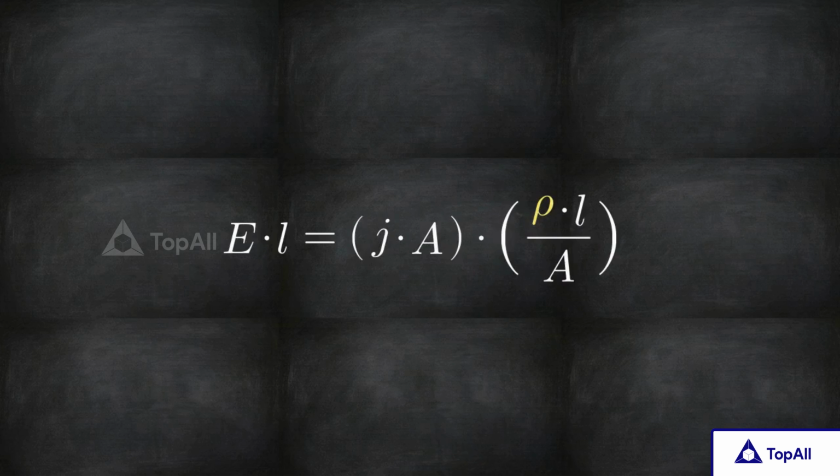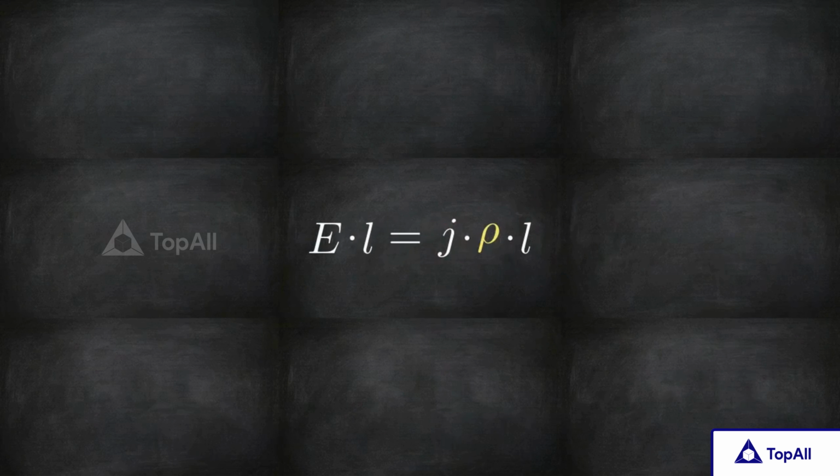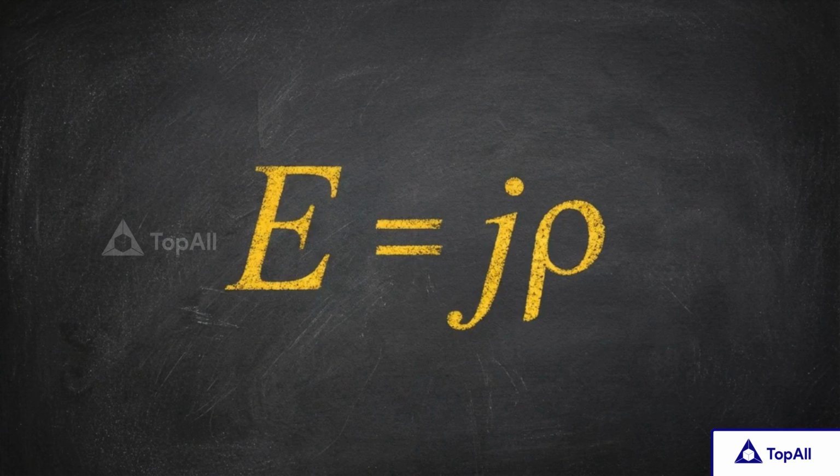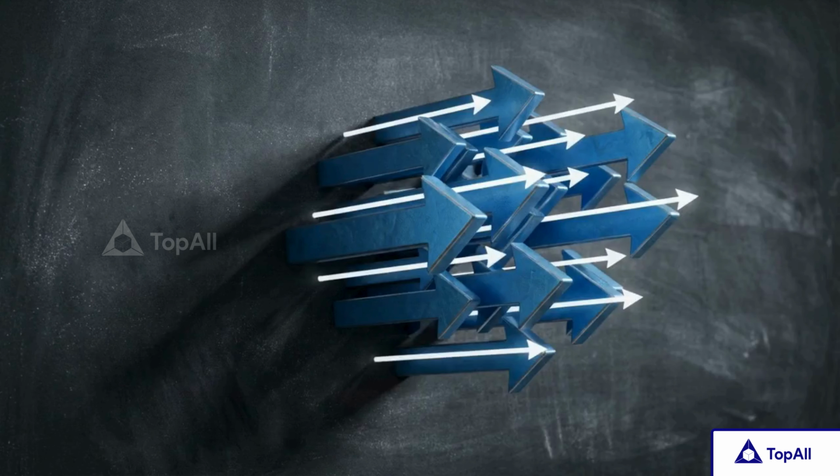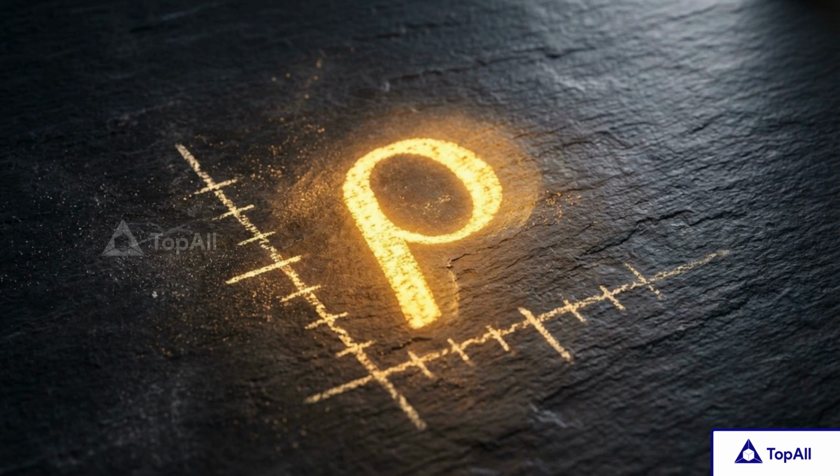E times L equals J times A times rho L over A. The area cancels out on the right. The length is on both sides, so it cancels too. The physical dimensions vanish completely. We are left with the microscopic form of Ohm's law. E equals J times rho. This is a universal statement about vector fields. A local electric field generates a directly proportional local flow of charge density. The single variable determining the scale of that flow is the resistivity.